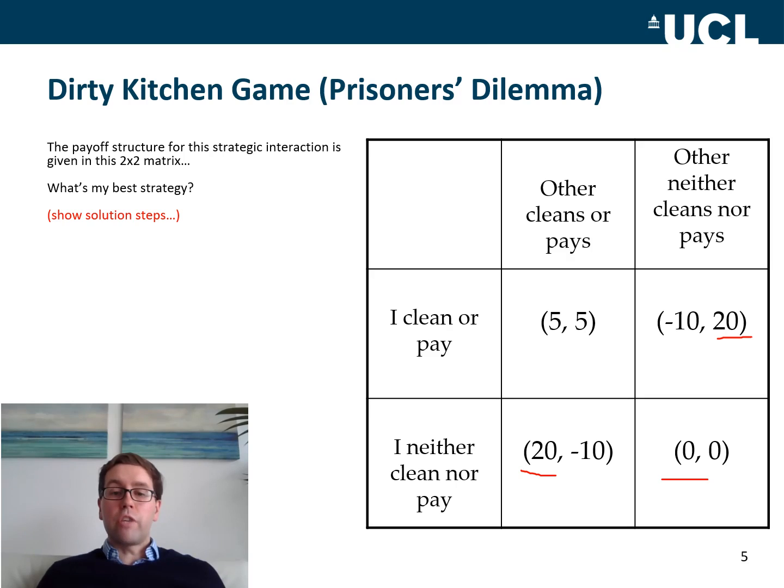What about if you think I'm not going to clean? Well, then you have a choice between -10 and cleaning and 0 and not cleaning. So 0 is better than -10. So you choose not to clean. So we can highlight this as well. So in your case, it's also the case that you're better off not cleaning no matter what you think I'm gonna do. Okay.